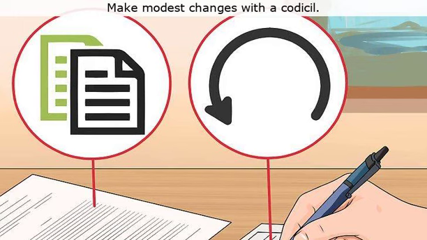Step 3. Make modest changes with a codicil. If you need to make minor changes, use a codicil. This is a separate document that explicitly refers to the original will and serves as a minor amendment rather than a replacement to the original will.